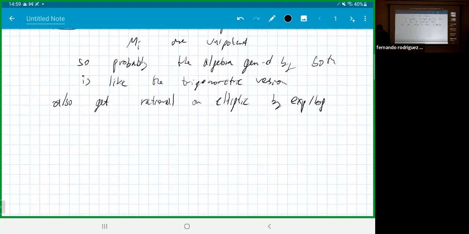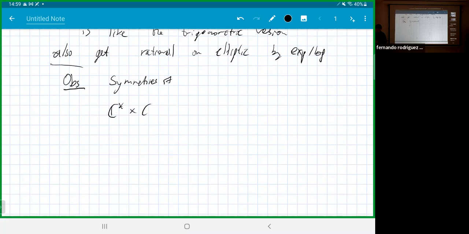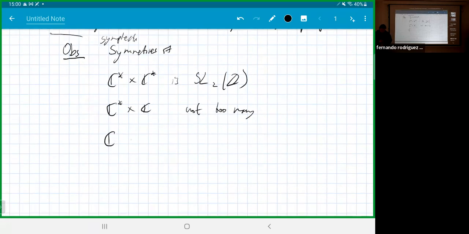Let me say just one more thing. Another observation: let's look at the symmetries of C star times C star. This is GL_2(Z). But if you start with C star times C, there are not so many symmetries. But once you go to C times C, then you immediately see SL_2.